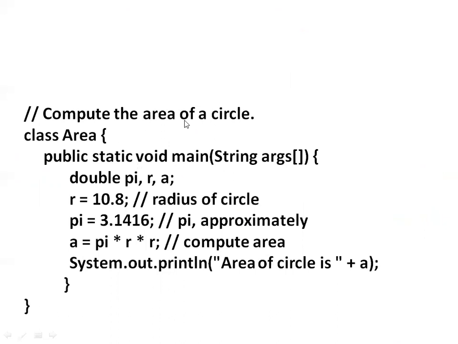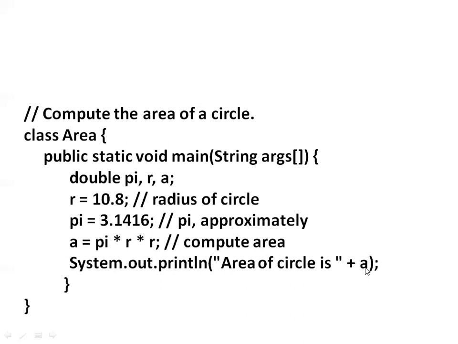For example, if you want to compute the area of a circle, let's write a program for this. I have declared a class Area here, and inside it I have written the main method. Inside the main method, I have declared three variables, pi, r, and a. These are variable names of type double. I am assigning r is equal to 10.8 as the radius. Similarly, I assign the pi value here. Then I can calculate the area: pi star r star r. This expression calculates the area. Now I can print that area here.